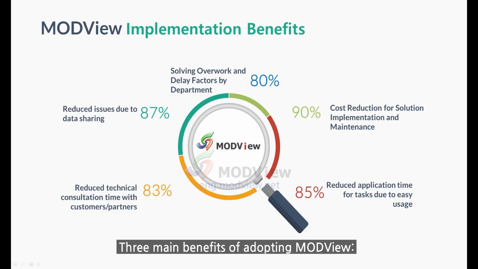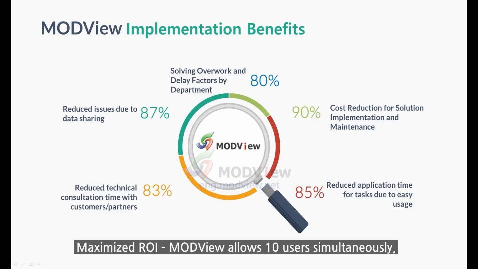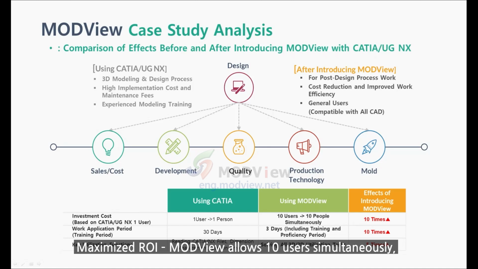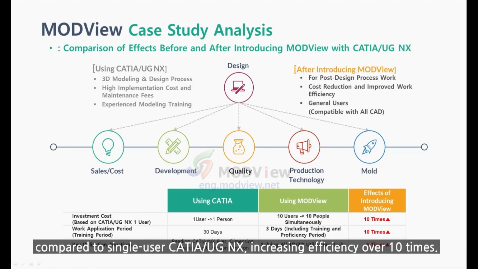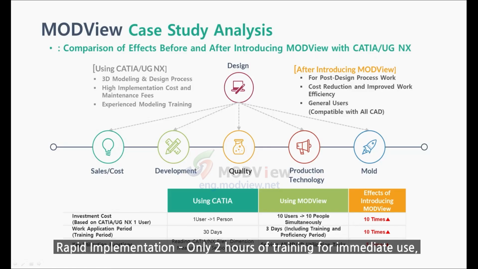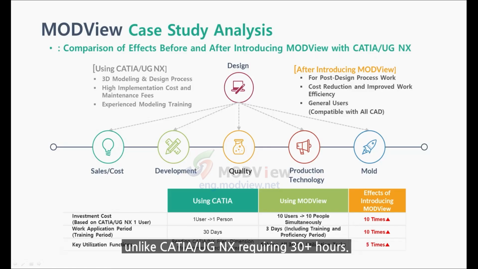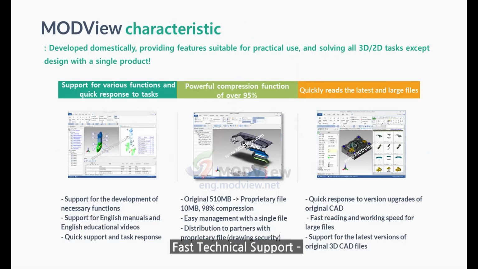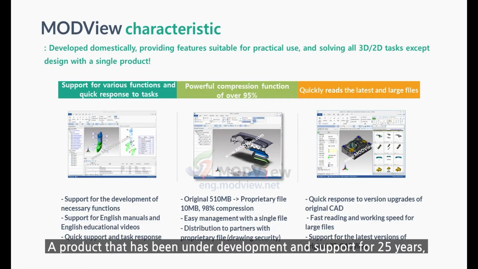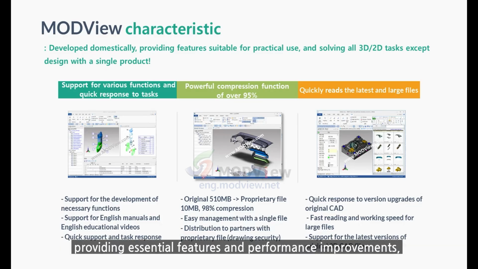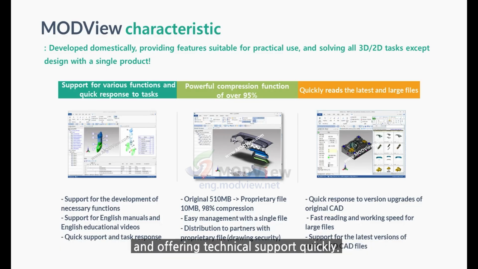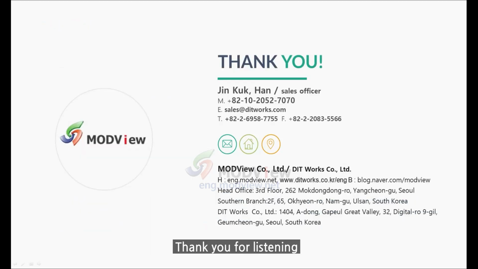Three main benefits of adopting MODView. Maximized efficiency: MODView allows 10 users simultaneously, compared to a single user with CAD such as UG NX, increasing efficiency over 10 times. Rapid implementation: only 2 hours of training for immediate use, unlike CAD such as UG NX requiring 30 hours. Fast technical support: a product that has been under development and support for 25 years, providing essential features, performance improvements, and technical support quickly. Thank you for listening.